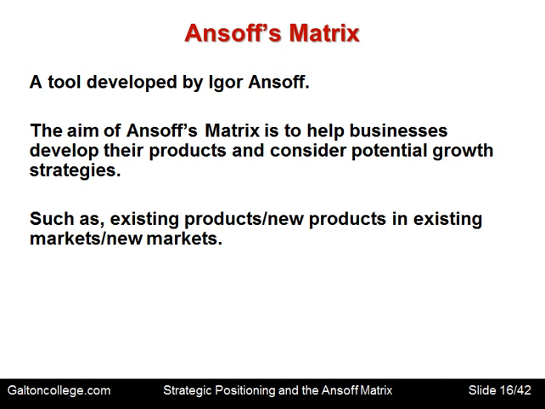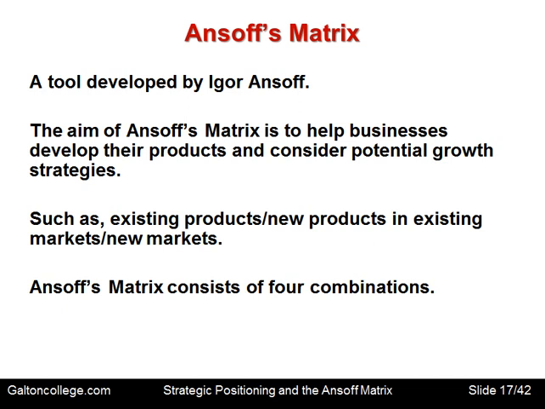So it looks at existing products, new products, in existing markets or in new markets. So really we've got here 4 elements. We've got existing products, we've got new products, we've got existing markets, and we've got new markets. So 4 parts. And the matrix looks at these 4 and performs its analysis based on these 4 factors.